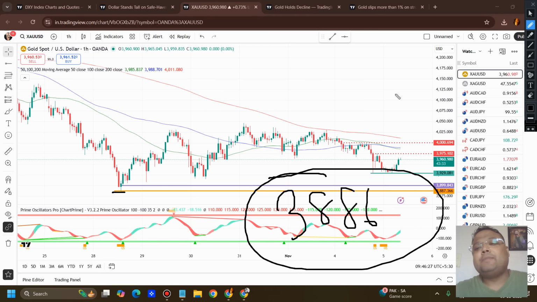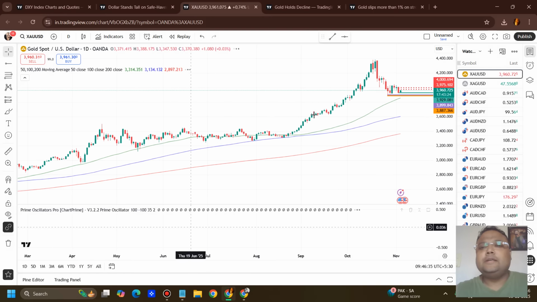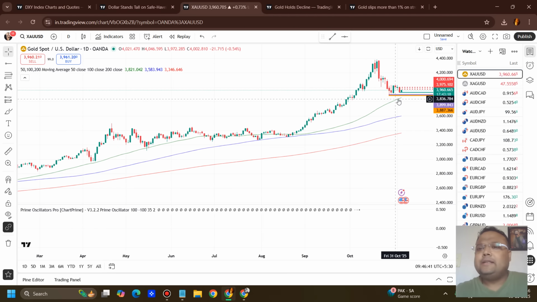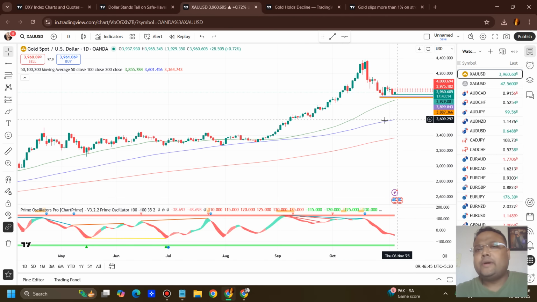As long as gold is trading above 3886, or this particular low, you cannot say that gold is bearish, because if you look at the daily chart, we can clearly see that this is the level where the market is trying to take support. If the market breaks this level, then you can expect the correction to continue. So let's wait and watch.